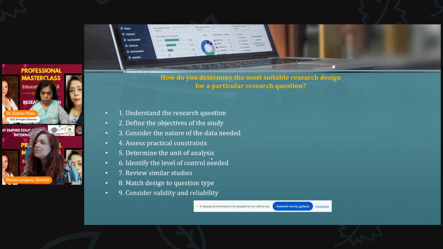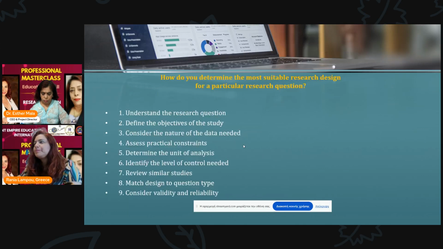Match design to question type. What is happening? I mentioned before, this is qualitative. How often, how much, quantitative. Why does it happen? Experimental, quasi-experimental. How does it work? This involves mixed methods. It's a process evaluation. And consider validity and reliability. You need to ensure that your chosen design supports internal validity. What is internal validity? It's the causal inference. And external validity, which is generalizability, reliability, and construct validity.